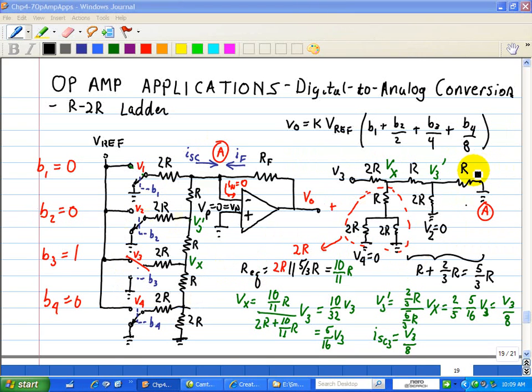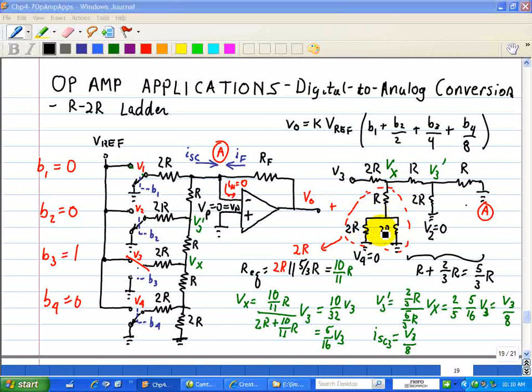Now, like we did in the previous video, we can calculate the equivalent resistance. So we have 2R in parallel with this R, which is really 2/3 R. But this 2/3 R is connected in series with this R, so that's what this calculation is. So R plus 2/3 R is equal to 5/3 R. So this 5/3 R is now connected in parallel with this resistor network.